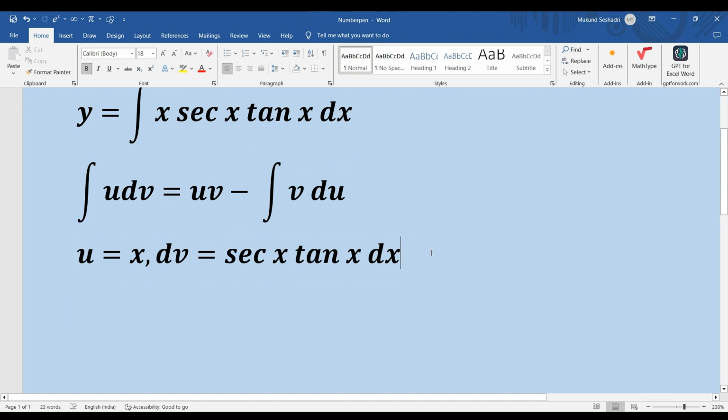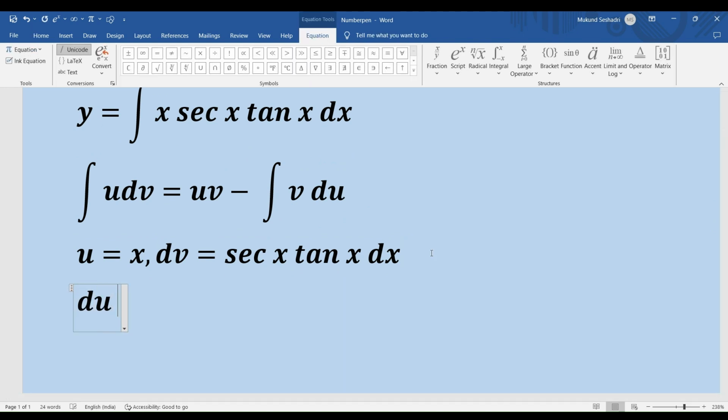Now I have my u, I have my dv. Can I figure out what is my du? The answer is yes, my du is dx. And from my dv, can I figure out my v? The answer is yes. The answer is secant x. I'm going to reserve my constants towards the end. So I have my u, I have my v, I have my dv, I have my du.